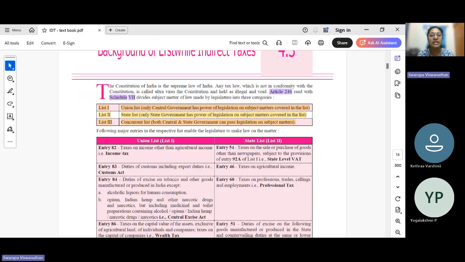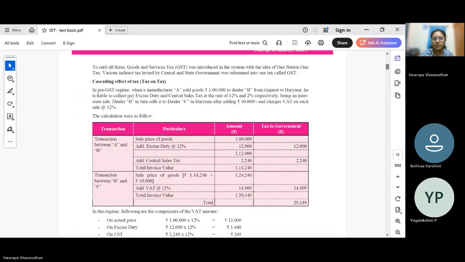List 1, the Union list, is governed by the central government, so the central government has the power to legislate the subject matters covered under List 1. List 2 is the State list, and List 3 is the Concurrent list, where both the Center and the state have the power to legislate. The items covered under the Union list and State list you can go through, but they are not very important. But you should know Article 246, Schedule 7, List 1, List 2, List 3.